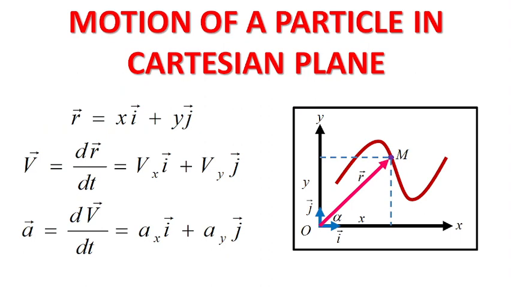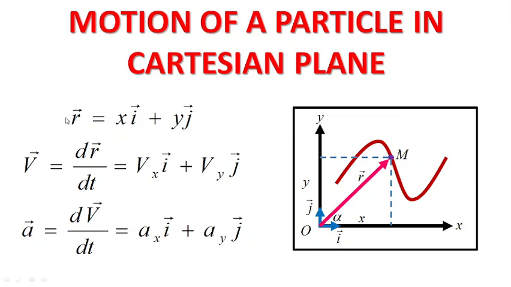First situation: motion of a particle in the Cartesian plane. An object M, or a particle M, is moving along a given trajectory. The Cartesian plane, or XY system, is formed of two axes, a horizontal axis and a vertical axis. i and j are two unit vectors oriented respectively along X and Y. At any instant, M has coordinates x and y, so we can write the position vector of M as r vector equals xi plus yj.